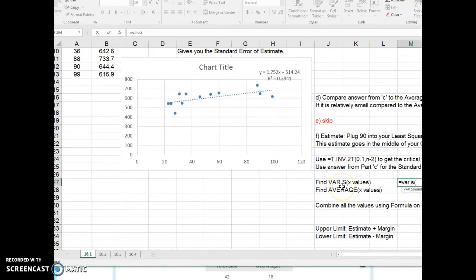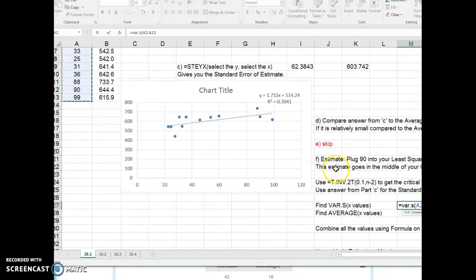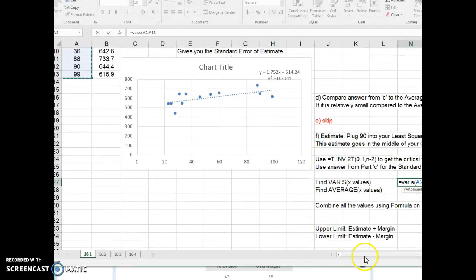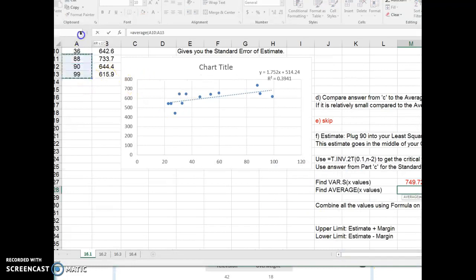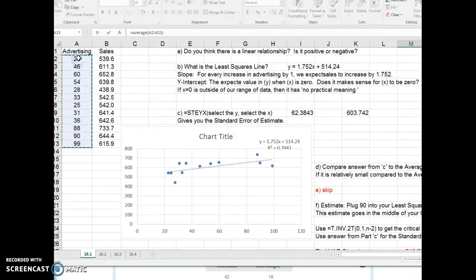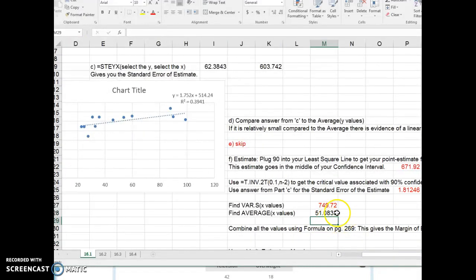A couple other things we're going to need to calculate. We need the variation of our sample here from our x values. So I select my x values. So VAR.S for sample, select your x values, and you get that. And then I need the average of my x values. So average, once again, I'm going to select my x values over here. And when I close out my parentheses, there's the average of my x values.